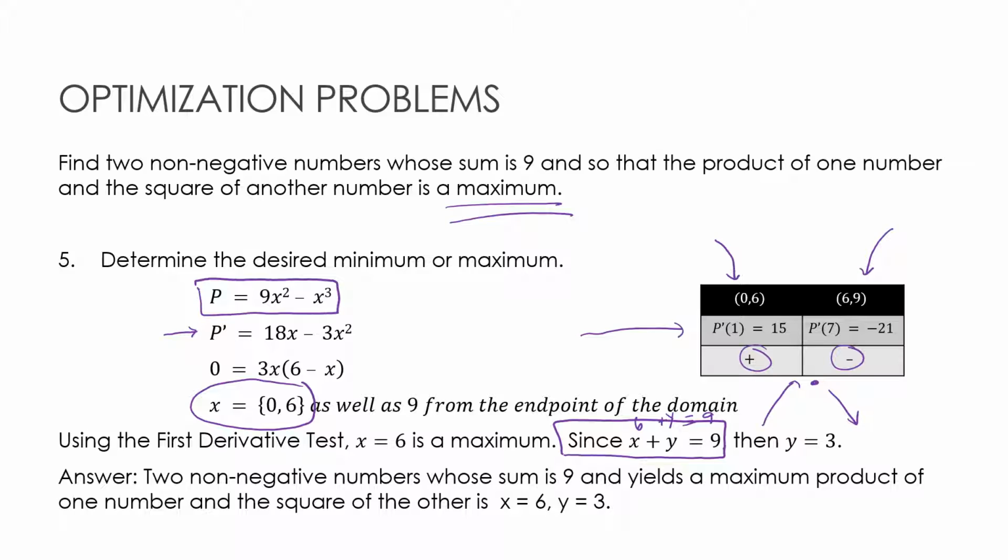Now, when I answer the question, I don't need to say x is 6 and y is 3. I can say the two non-negative numbers whose sum is 9 and yields a maximum product of one number and the square of the other is 6 and 3. So I didn't even need to include x equals and y equals. I could just say 6 and 3.